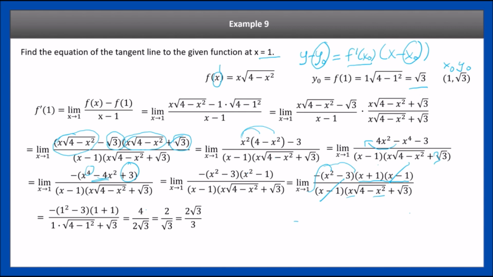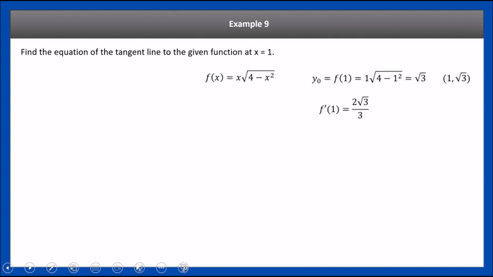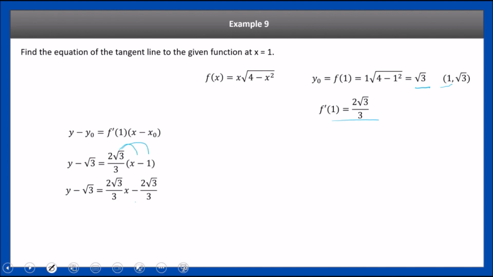So now let's summarize it. So far, this is what we have. We have y0, we have x0, we have the derivative at x0. So we can plug it into the equation of the tangent line, which is that. Plug in your y0, f prime of 1, and x0. Okay? And there's our equation. I'm going to distribute this here and here to get this. And then I'm going to add the square root of 3 to the other side. That way I can solve for y.